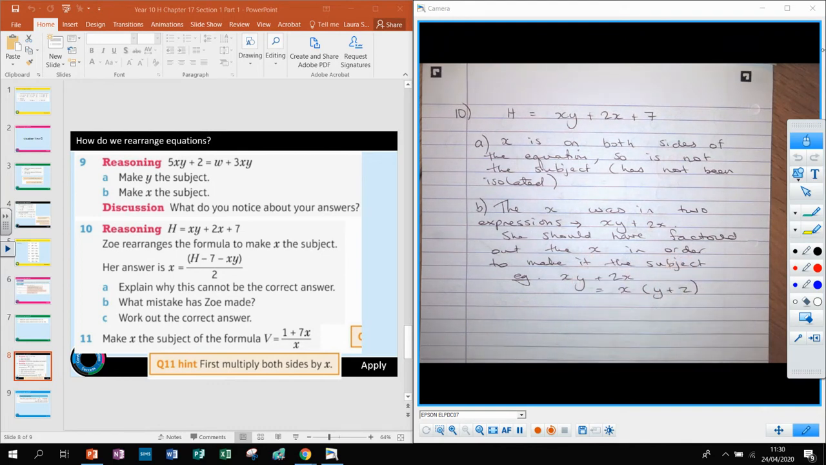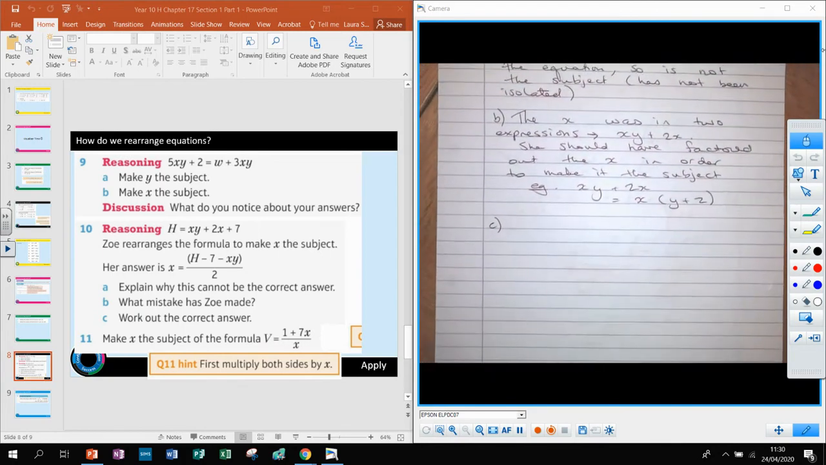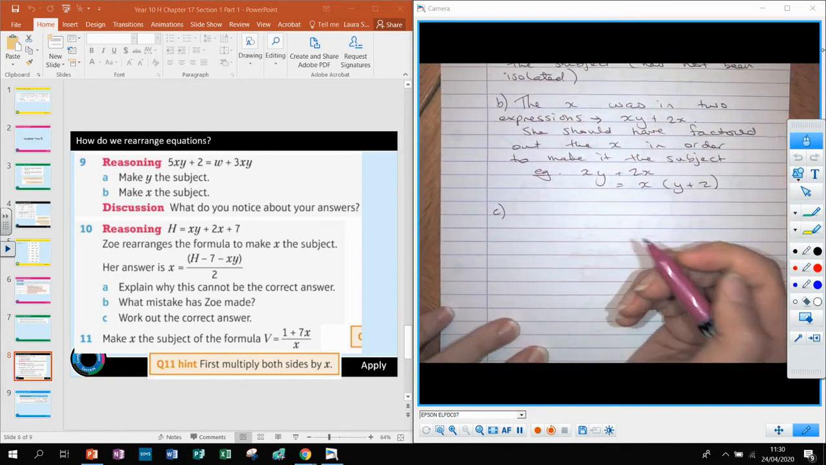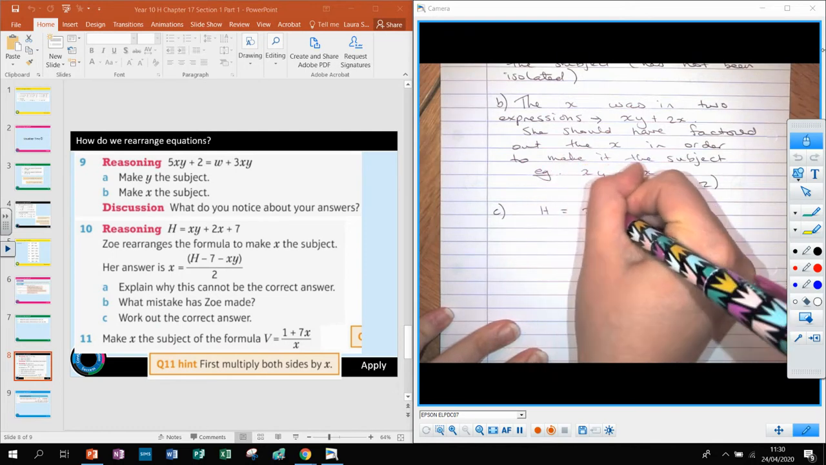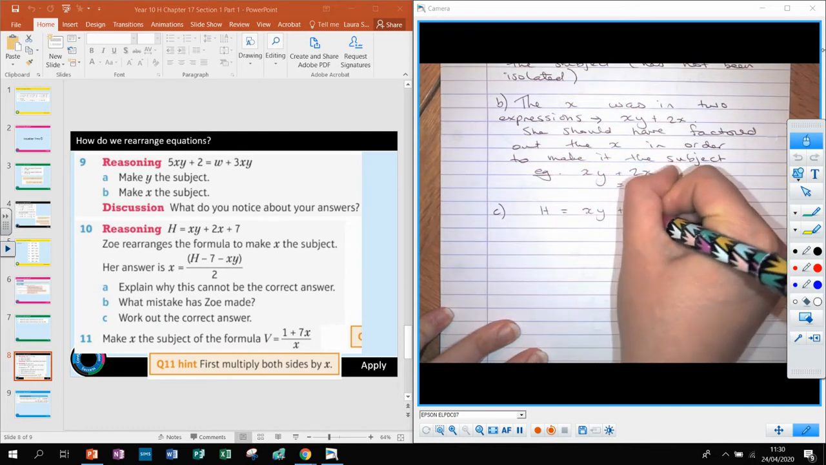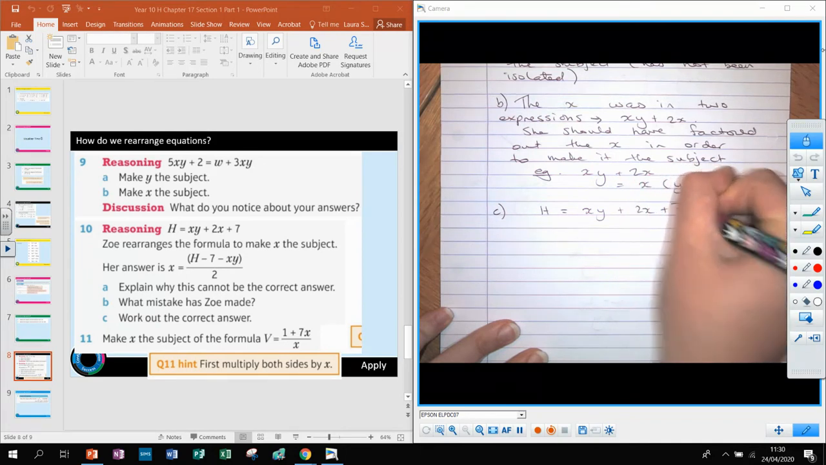Right, now let's actually work out the correct answer, which is part C. Okay, so we've got h is equal to xy plus 2x plus 7.